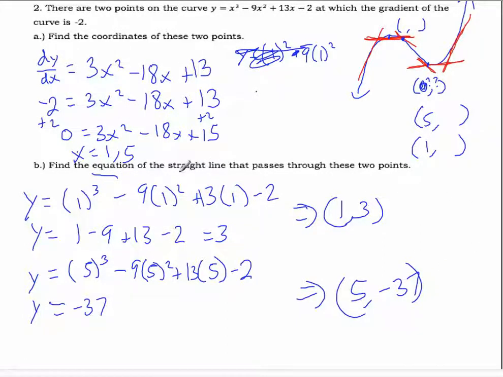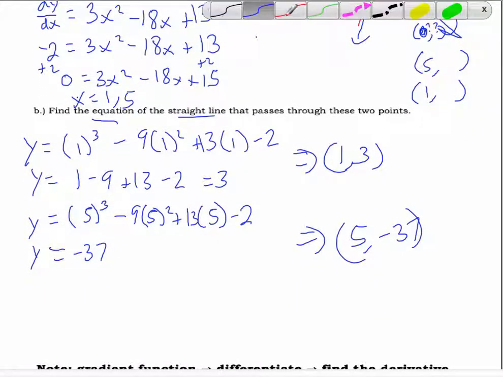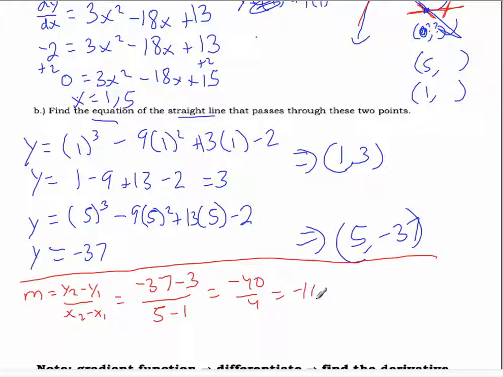Now we've got to find the equation of the straight line through those 2 points. So if these are the 2 points, then we can draw a line through the 2 points. Okay, so let me just do part B in red here. So we have 2 points. We want to get the equation through the 2 points. We can first of all get the slope between those 2 points. Slope equals y2 minus y1 over x2 minus x1, which equals negative 37 minus 3 over 5 minus 1, which equals negative 40 over 4, which equals negative 10. Okay, slope is negative 10.